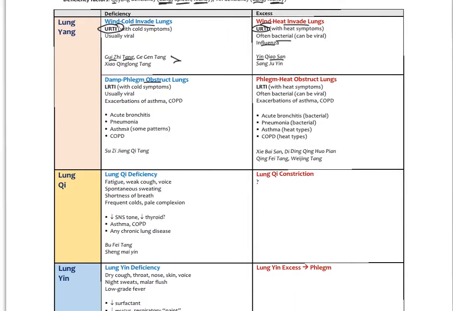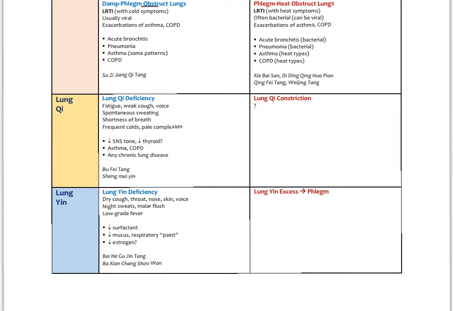Lung qi would be problems of the autonomic nervous system, and we're going to see that more typically with asthma and those kinds of conditions, any chronic lung disease where we maybe have bronchoconstriction and so forth going on. We might think of an opposite pattern of lung qi constriction. That would actually be more of a sympathetic dominance pattern, with a lot of anxiety and so forth.